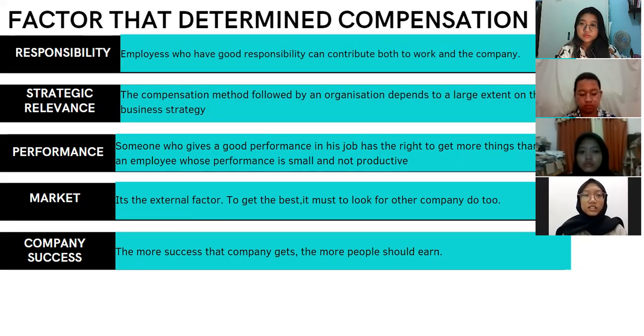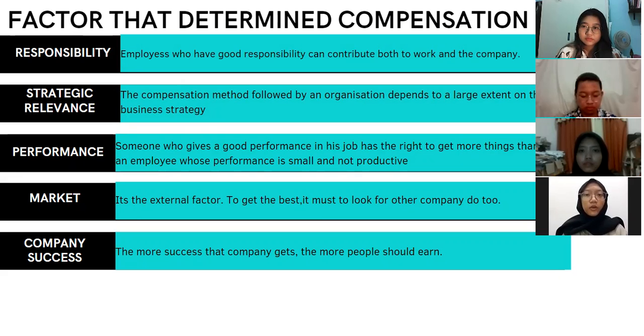Second is strategic relevance. The compensation method followed by an organization depends to a large extent on the business strategy followed by them, such as an organization following an aggressive strategy for rapid growth will maintain a higher level of compensation than their competitors. As against this, a business pursuing a defensive strategy will keep its remuneration level at average or below the average level prevailing in the market.